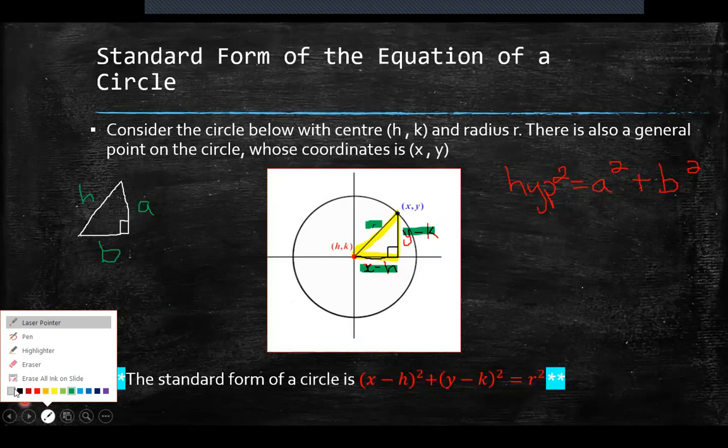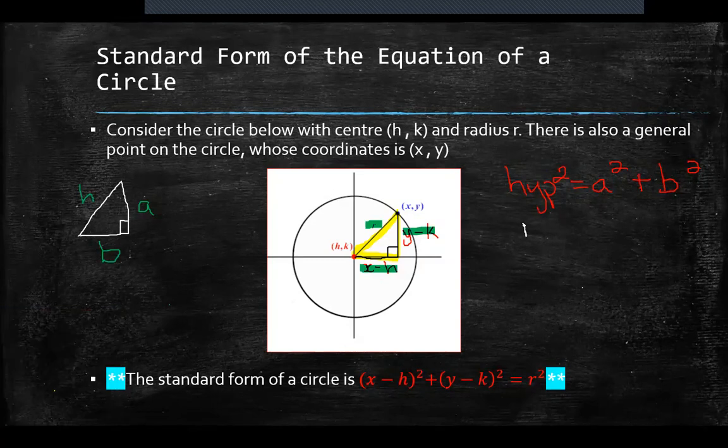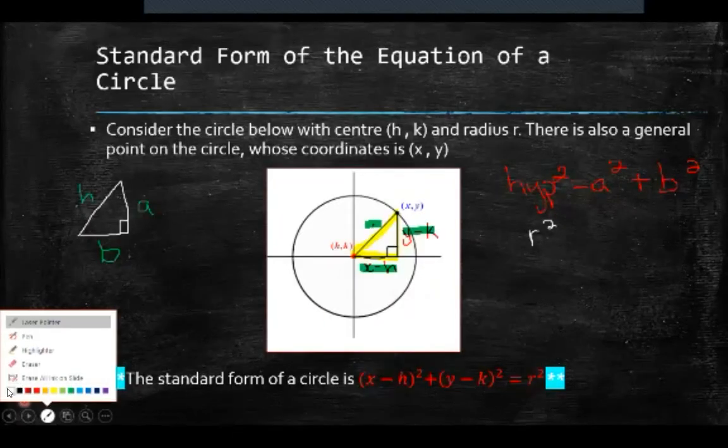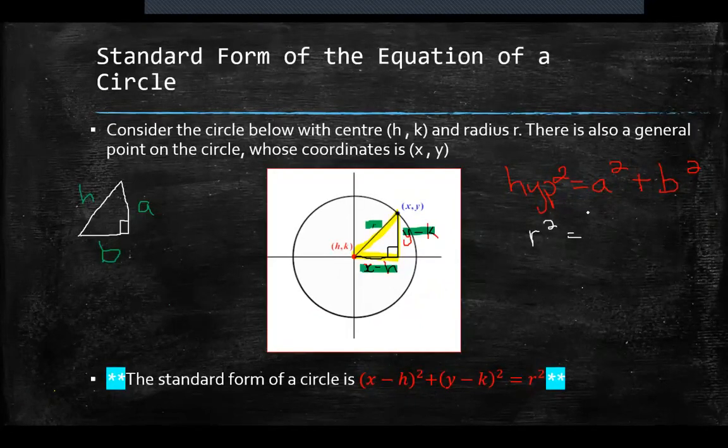R. So that's R squared. Bear with me, R squared. I'm looking at this triangle. I said that A is this side. So now can you tell me which one is A? A is this side right here. So which one is A? Y minus K or X minus H? Y minus K. And B would be X minus H.